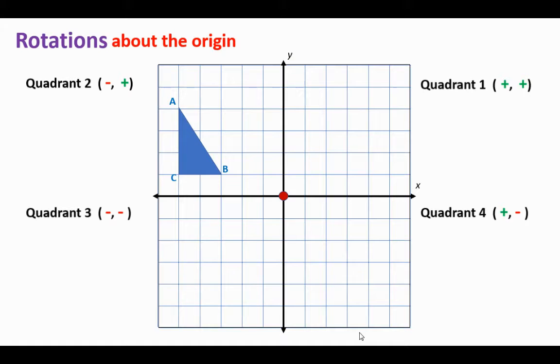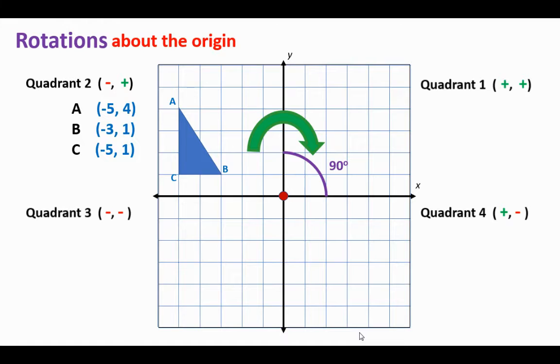We have a shape. We have triangle ABC. It's in quadrant 2. So A's coordinates are -5, 4. B's coordinates are at -3, 1. And C is located at -5, 1. And again, you'll notice that all the x values are negative and all the y values are positive because we're in quadrant 2. So we're going to do a 90-degree rotation clockwise, which will put us into quadrant 1, where all the x values and y values are positive.